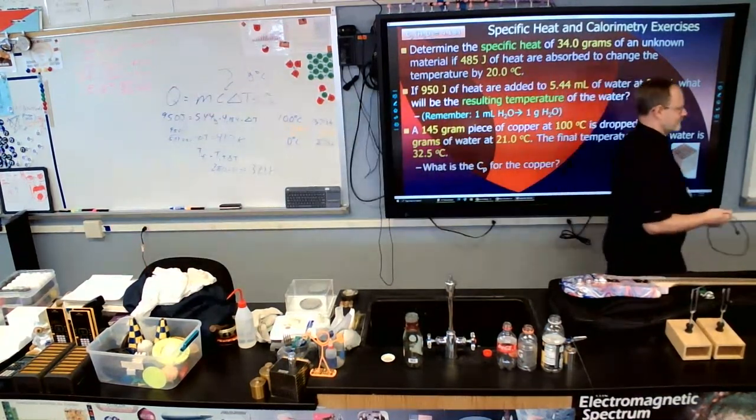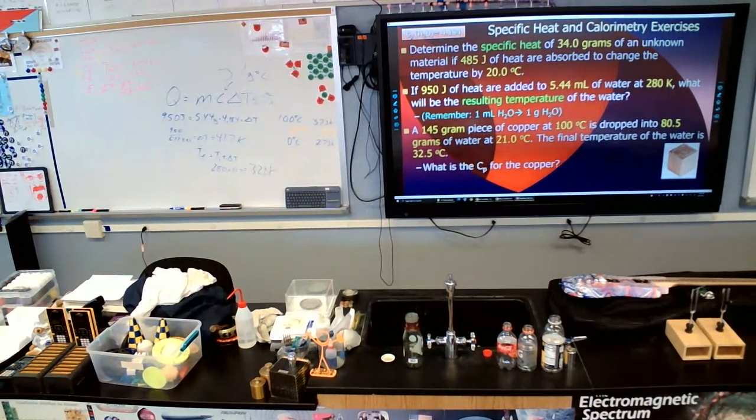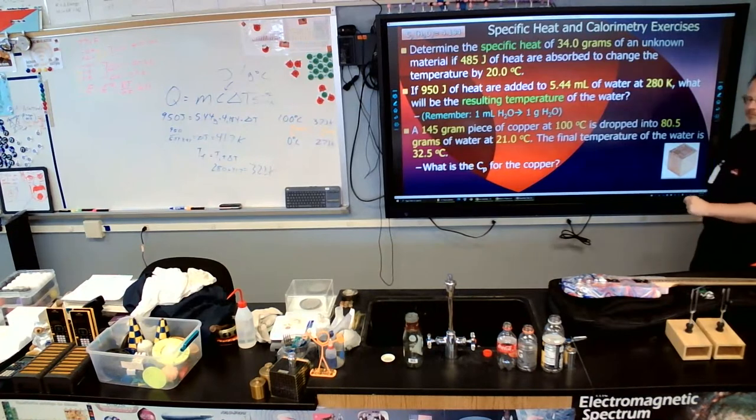Once you get your answer, your number should come out as a decimal. Once again, 100 on the bottom, and what's the 145? Once again, metals have a specific heat that is less than one. You should get a number that is less than one.